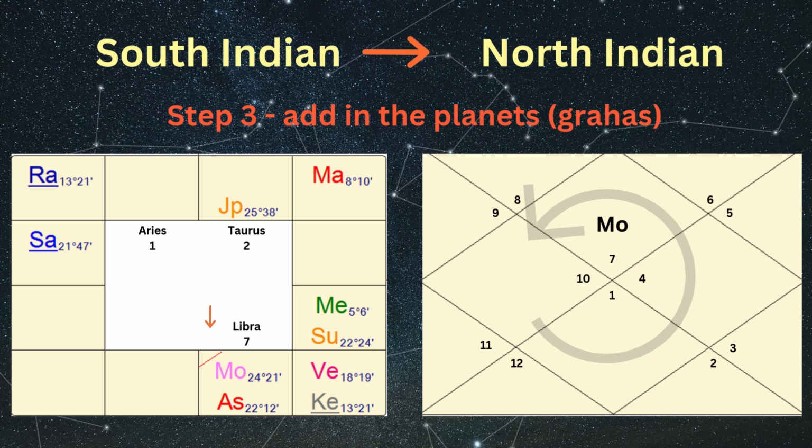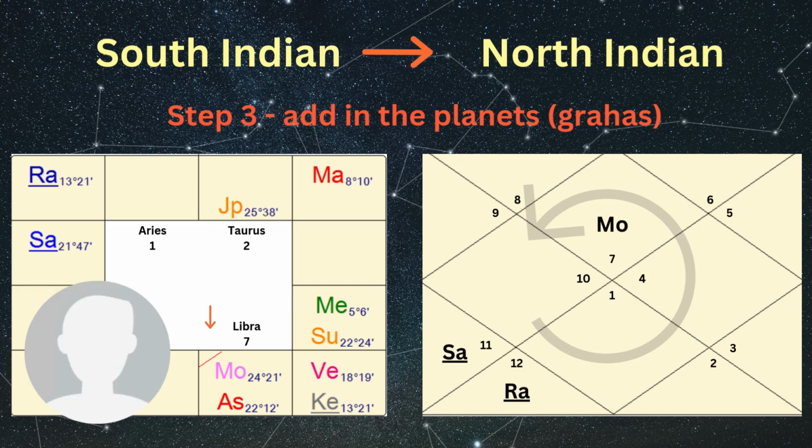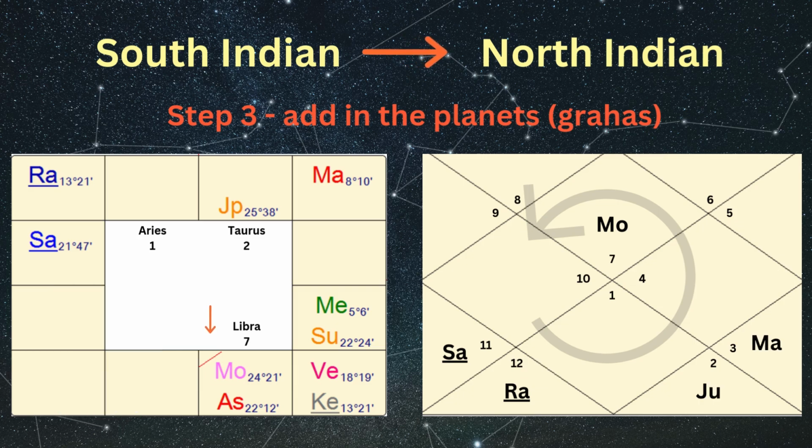Moon is in the ascendant and therefore write Moon in the first house. There are no planets in the second, third, or fourth houses. Saturn is in the fifth house and Rahu is in the sixth house. Add these to the chart. There are no planets in the seventh house. Jupiter is in the eighth and Mars is in the ninth. Add Jupiter and Mars to the chart.